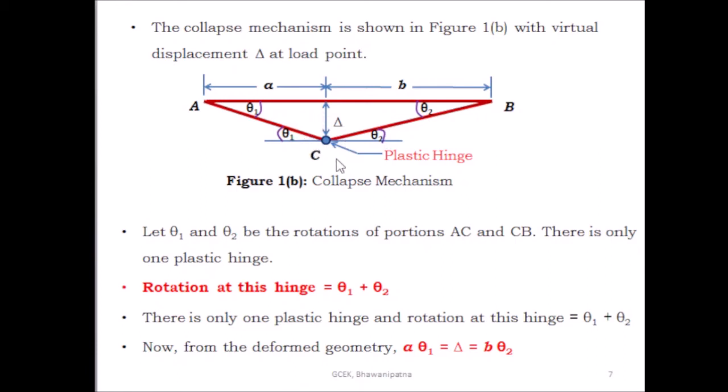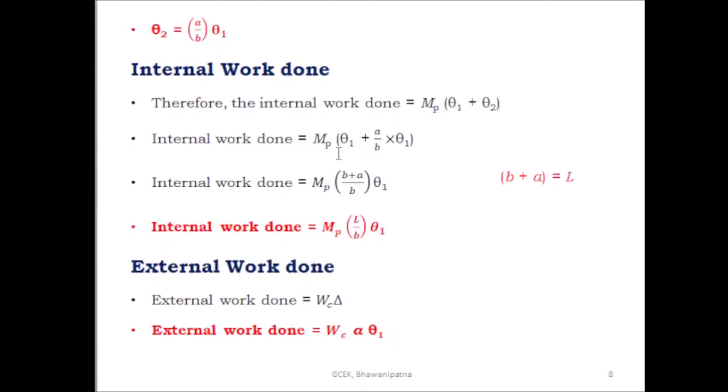What is the total rotation that takes place at the point C? That is equal to theta 1 plus theta 2, and the internal work done by this plastic hinge is equal to MP into (theta 1 plus theta 2). Then after putting the value of theta 2 here, the internal work done is equal to MP into (theta 1 plus A by B into theta 1).